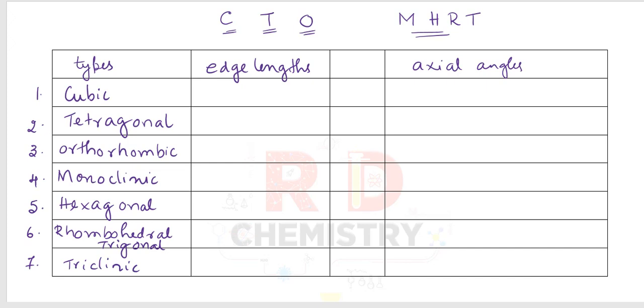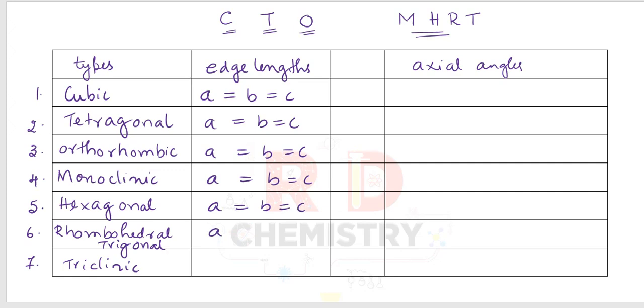Now, we'll have to write down the edge lengths in terms of a, b, and c. So what I'll do, I'll write a is equal to b is equal to c everywhere. In the case of the first one, cubic, a is equal to b is equal to c, all equal to each other.